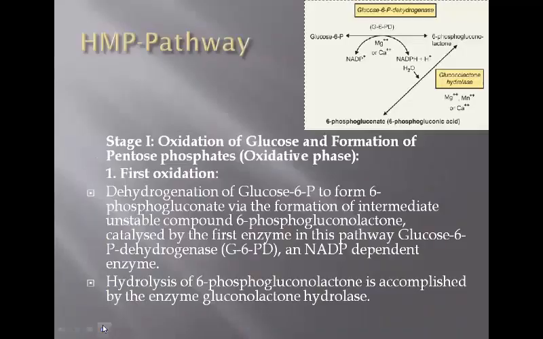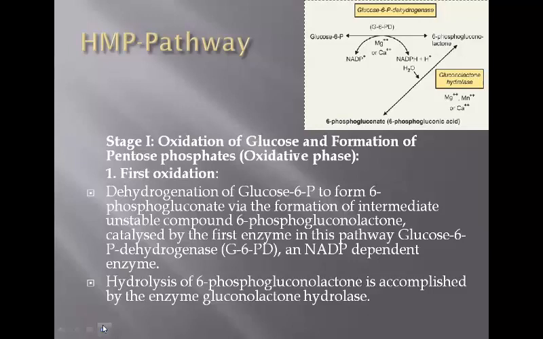Stage 1, oxidation of glucose and the formation of pentose phosphate. That is the oxidative phase. In this stage, first oxidation occurs. In oxidation, dehydrogenation of glucose 6-phosphate forms 6-phosphogluconate, but it occurs via the formation of an unstable intermediate compound, and this compound is 6-phosphogluconolactone, which is unstable and converted to 6-phosphogluconate.